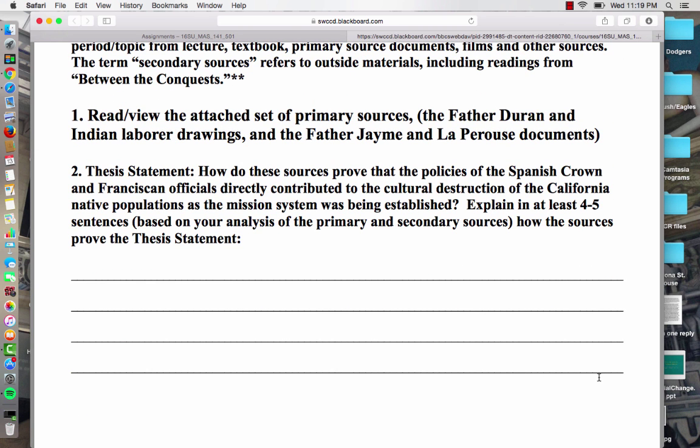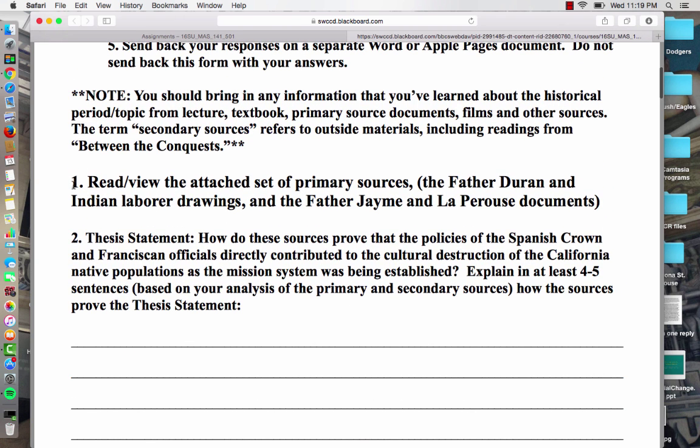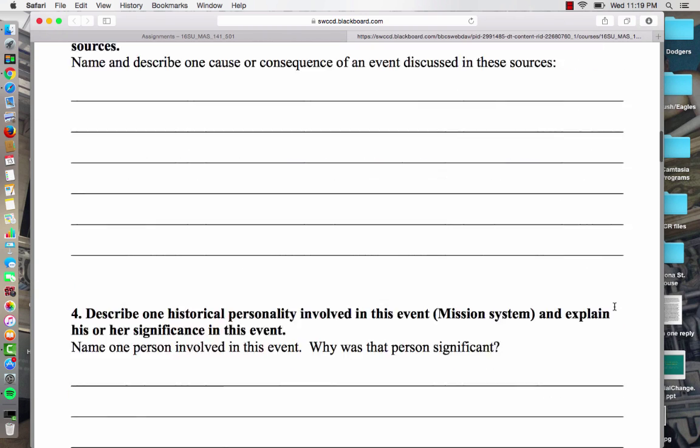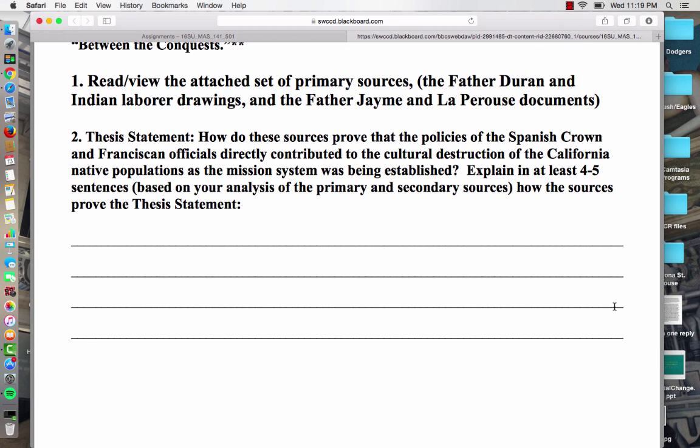Okay, so let's go back up here. You've already done all of this, so you've completed step one. What you do right now is answer the questions for numbers 2, 3, and 4. No need to answer question 1, because question 1 is basically telling you, okay, everybody, look at the documents, look at the sources, which of course are the 2 paintings and the 2 written statements.